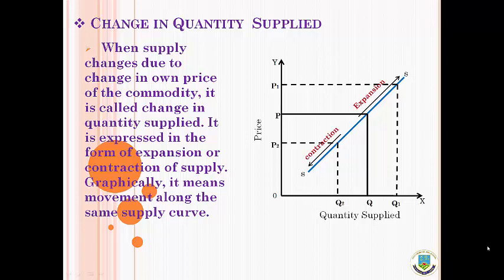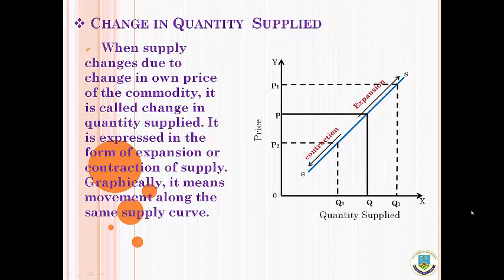So let us study what is expansion and contraction of supply. When supply of a commodity rises with a rise in price, it is called expansion of supply. Similarly, when supply of a commodity falls with a fall in price, it is called contraction of supply.